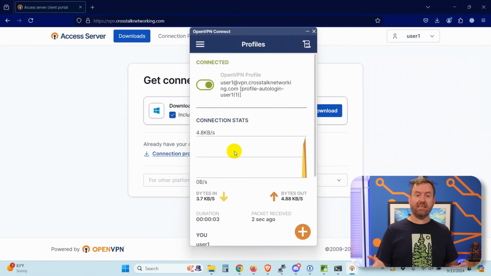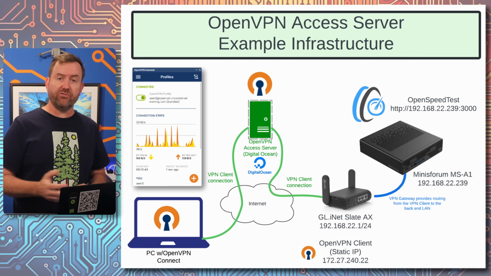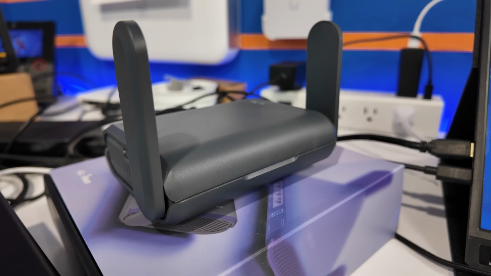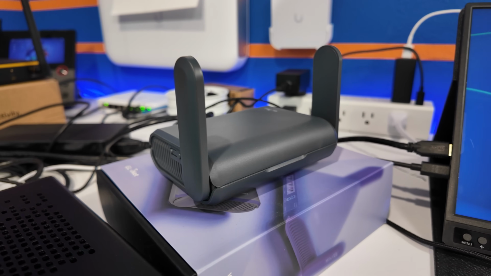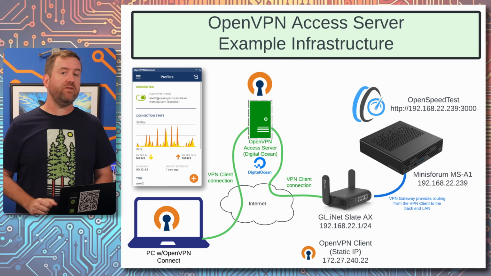Boom, there we go. And just like that, our user is connected to the OpenVPN access server. Now we've got our user connected, let's set up our router. So this process is going to be similar for any router, whether you're using something like this GL-iNet Slate AX, or if you're using a Unify system, or any other router that can function as an OpenVPN client.